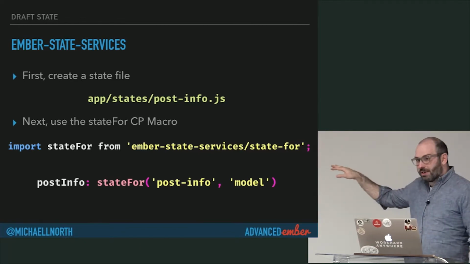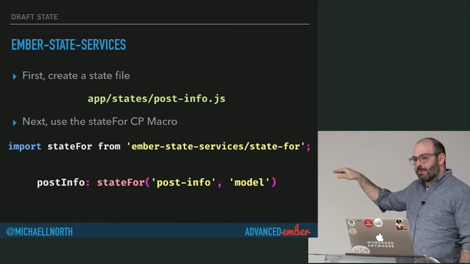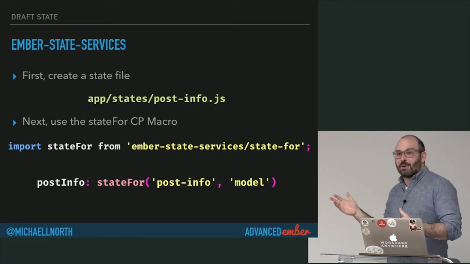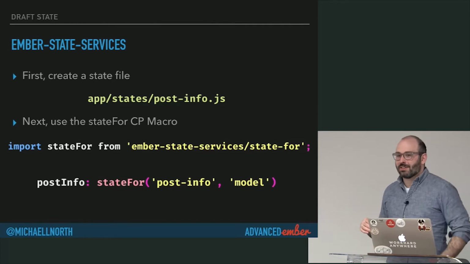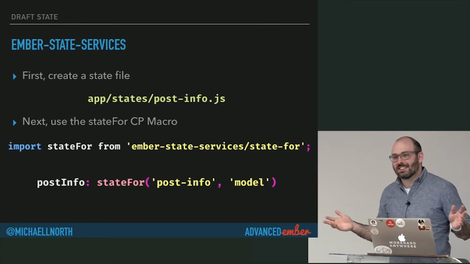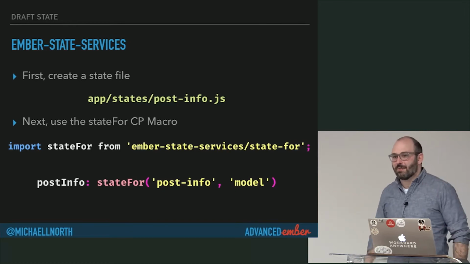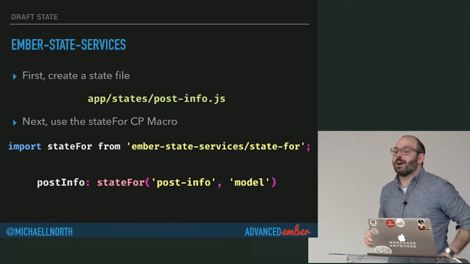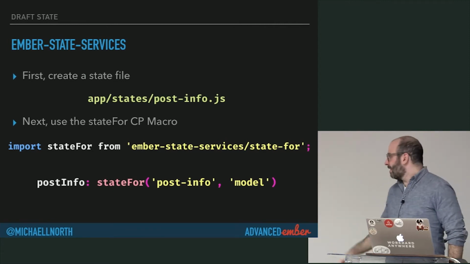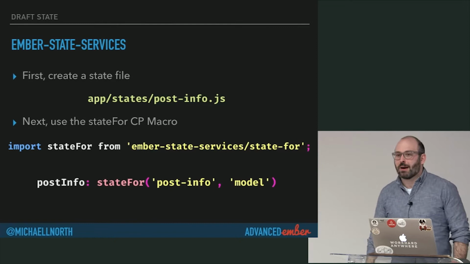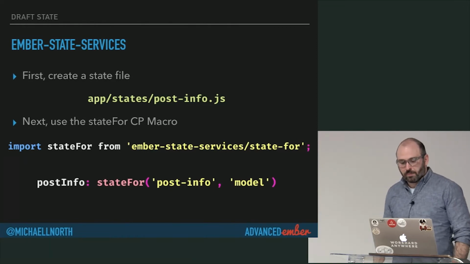And because we use this as a computed property macro, if you had this in a component, as model is changed, this will invalidate itself, and the next time you ask it for something, it will have the correct draft state. As model changes, the value returned by this postInfo computed property would also change.